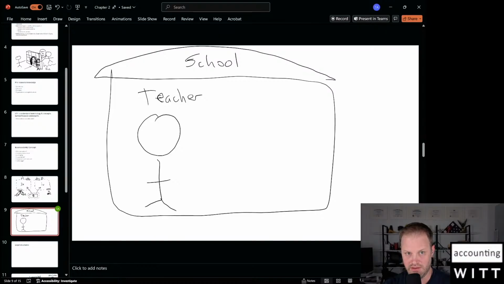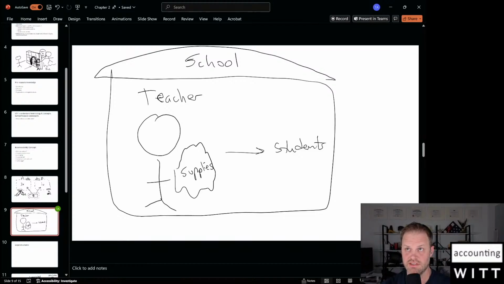When they buy supplies with their own personal money and bring it to school and use it with students, whose supplies were they? So, who's losing money? Is the school gaining money because somebody else paid for the supplies being used in the school? Is the teacher losing money because they're paying for things?